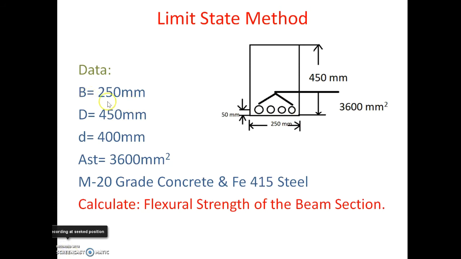The width of the section is 250 mm and the total depth is 450 mm. In this case, the effective cover is given, that is 50 mm. So effective depth is equal to 450 minus 50. So finally it is 400 mm and Ast is equal to 3600 mm square, which is already given in the problem. So we will see how to calculate the flexural strength of the beam section.